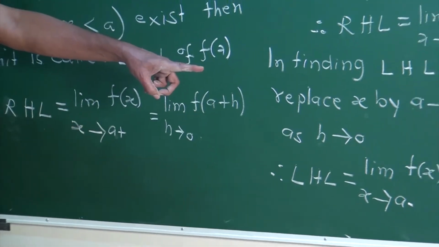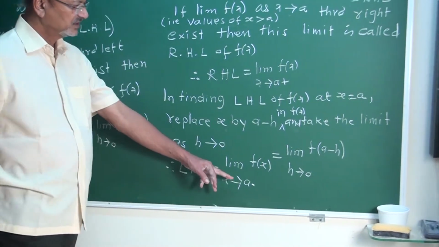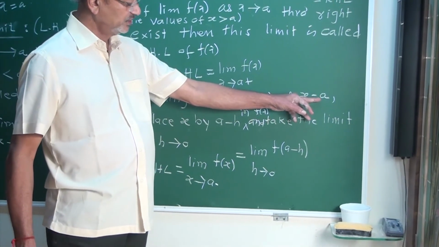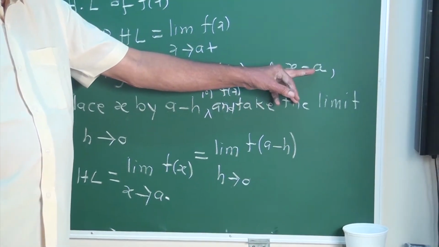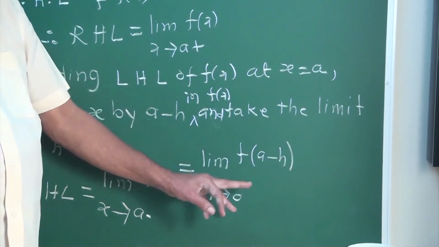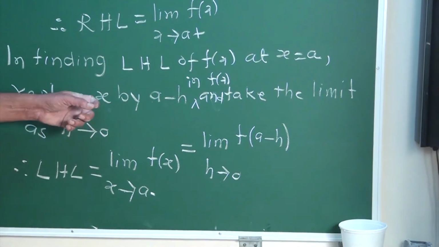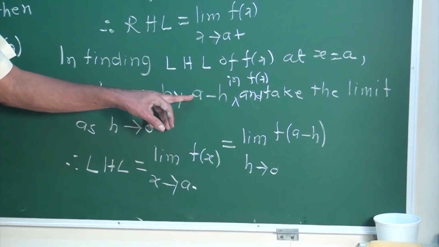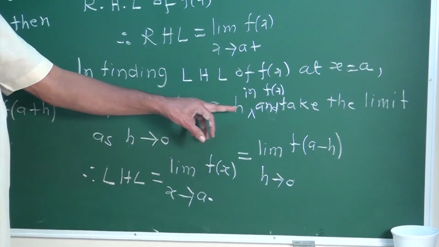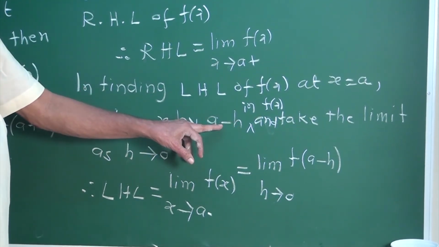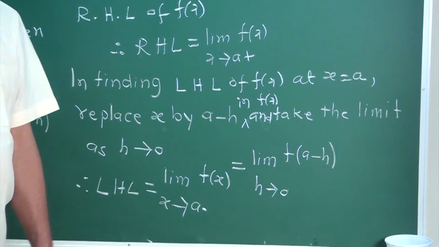In finding LHL, replace x by a minus h. Here a is a point. If the point is 2, it is 2 minus h, h tends to 0. If the point is minus 1, it is minus 1 minus h, h tends to 0. Always you must replace x by the respective point. Minus h is LHL, plus h is RHL. Finally, you have to take the limit as h tends to 0.